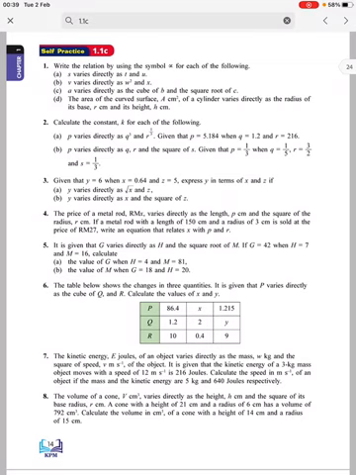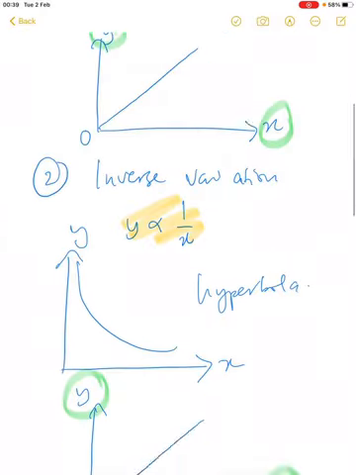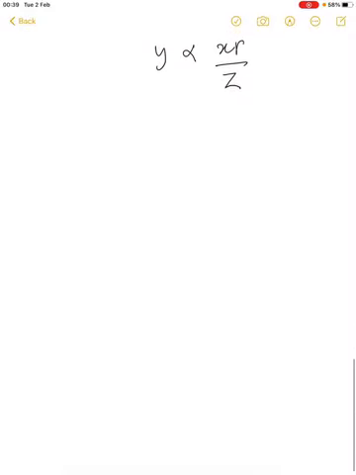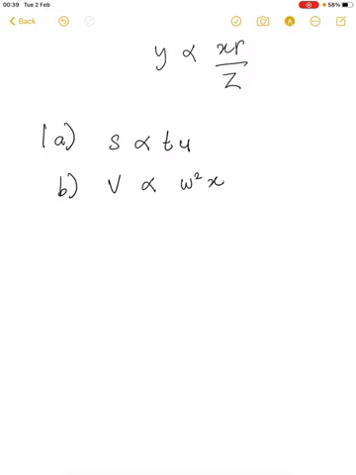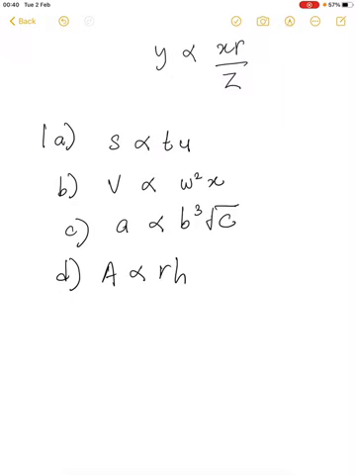Page 14. Okay, so for 1A, S varies directly as T and U. V varies directly as W squared and X. A varies directly as the cube of B and the square root of C. The area A of a cylinder varies directly as the radius of its base and its height, R and H. Okay, so number 2.